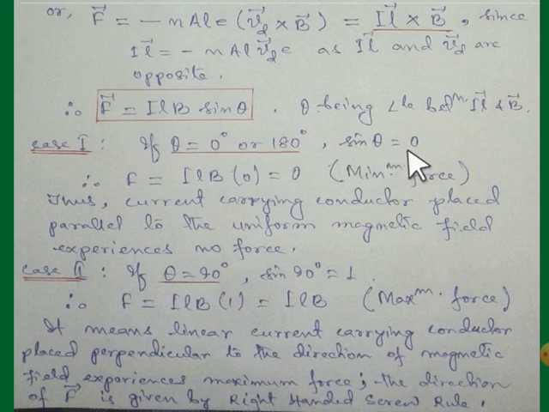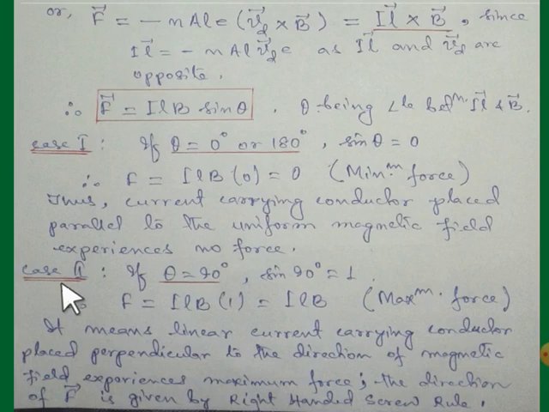Sine of theta will be equal to 0. Therefore, the Lorentz magnetic force F experienced by the current carrying conductor placed inside the magnetic field parallel to its direction will be equal to 0. Why? Because sine of 0 is 0, and sine of 180 degrees is also 0. And this is the minimum force. So thus, when a current carrying conductor is placed parallel to the magnetic field, it experiences no force, right?